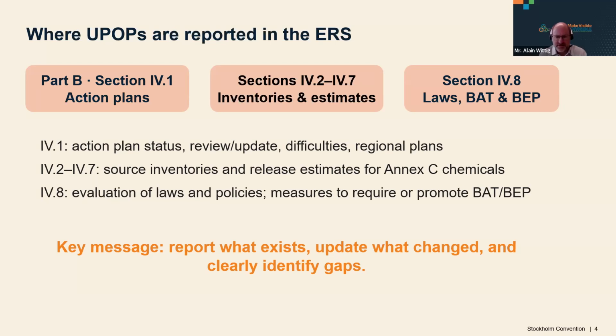So the practical point here to keep in mind is that reporting on Article 5 should be treated as one package, so to speak. So that you have the action plan, you have the inventories, the measures, and then you have any comments explaining if there are gaps or specific national circumstances.